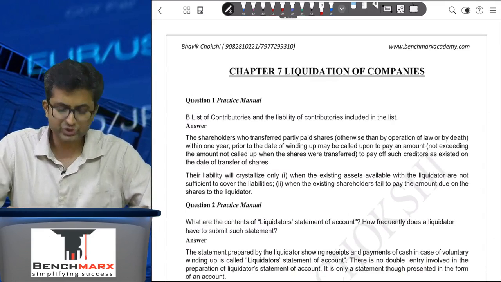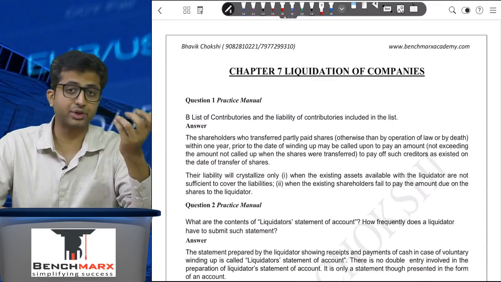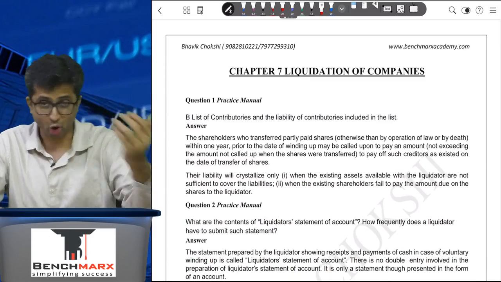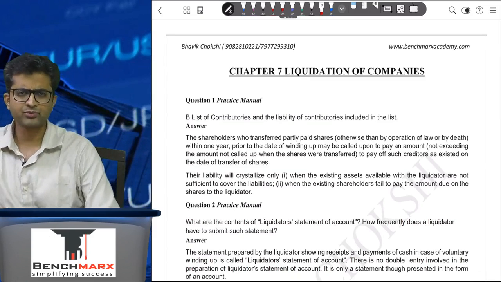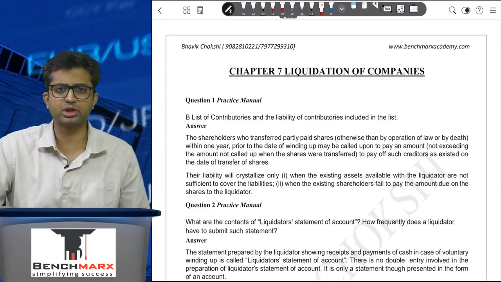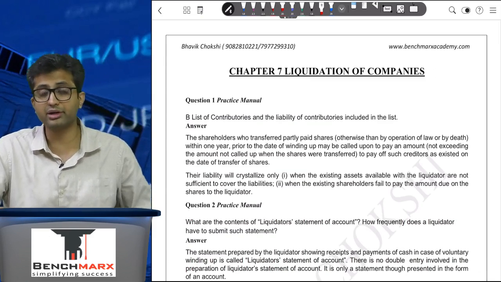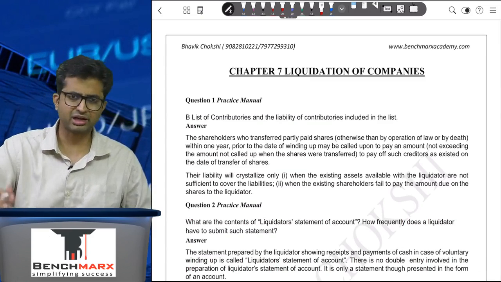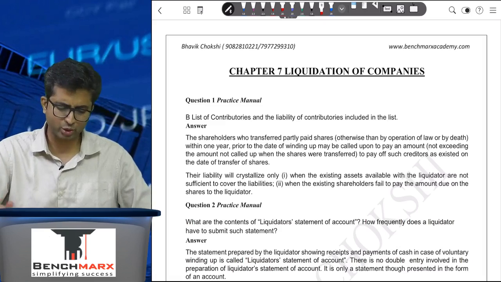Then comes liquidation. There are a lot of theory concepts that can come in liquidation, though you have not really got even a single question on liquidation till now. So a lot of things like B-list contributories, what is the statement of affairs of a liquidator, what are the various lists that are there. So I will just quite quickly go through.